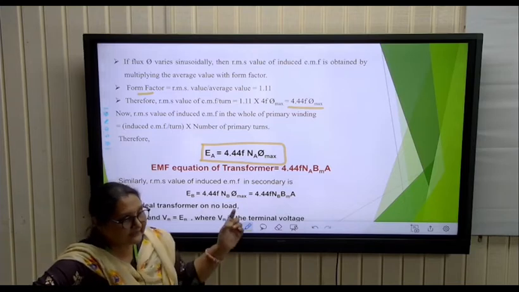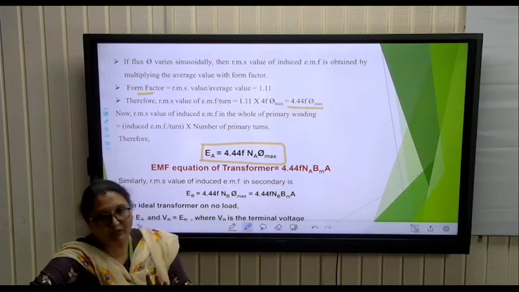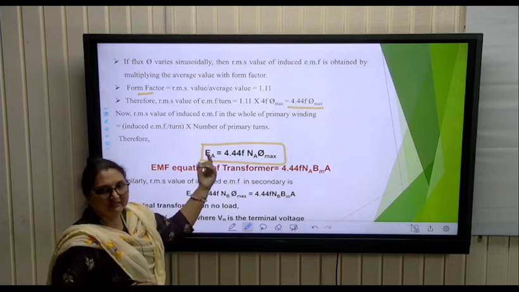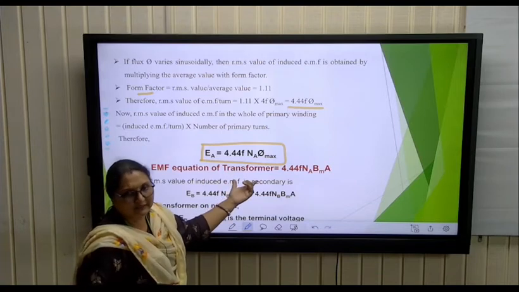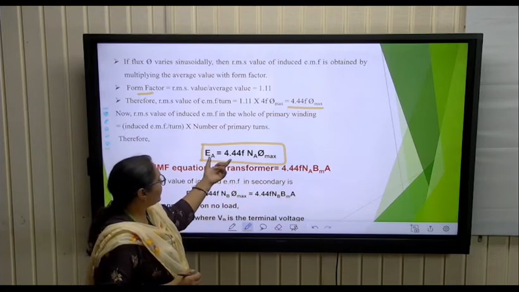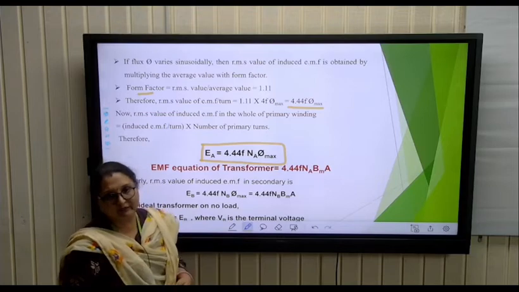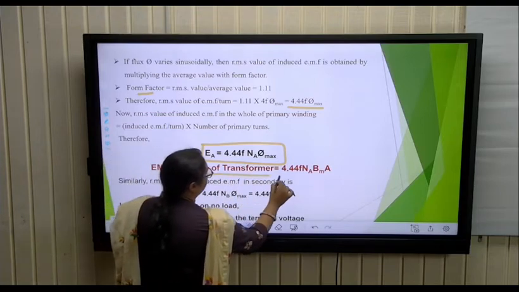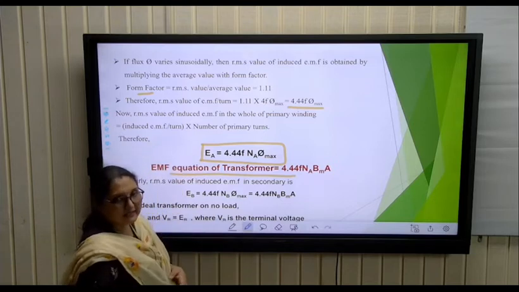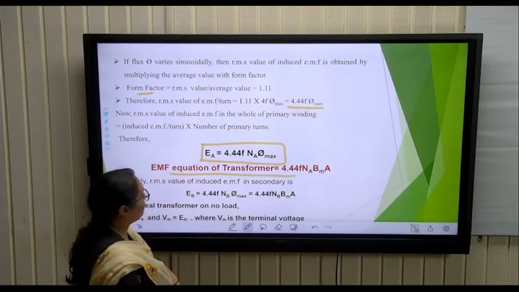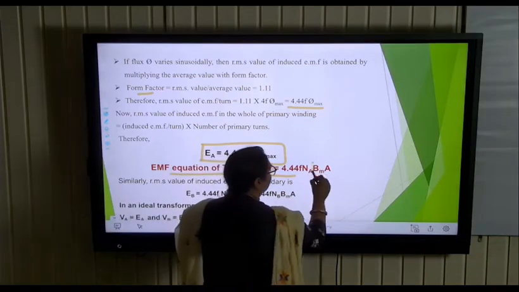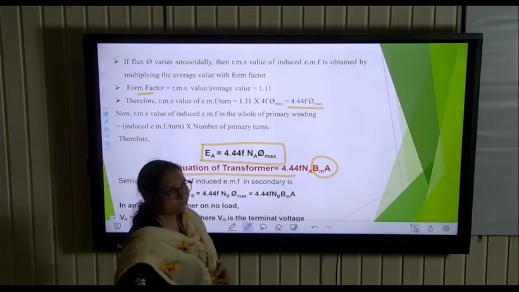Okay. So this is the value for N1 number of turns, whatever it is, let's say N1 or NA. Here we have assumed NA. In the previous one we have assumed N1. So both are the same thing. Similarly, you can derive the same equation for the secondary side of the transformer. So the magnitude of EMF which is induced on the secondary side is again given by 4.44 F NB Bm A. This is in terms of the flux.